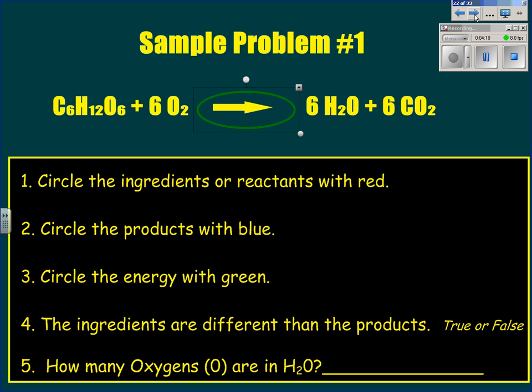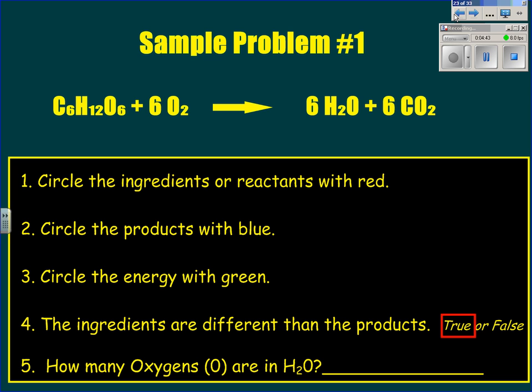Finally, number 4, it says the ingredients are different than the products, true or false. Well, I've got C6H12O6, or sugar, going in, plus oxygen, but when it comes out, we don't have sugar anymore, we have water and we have carbon dioxide. So in this case, this is obviously false. True, excuse me.